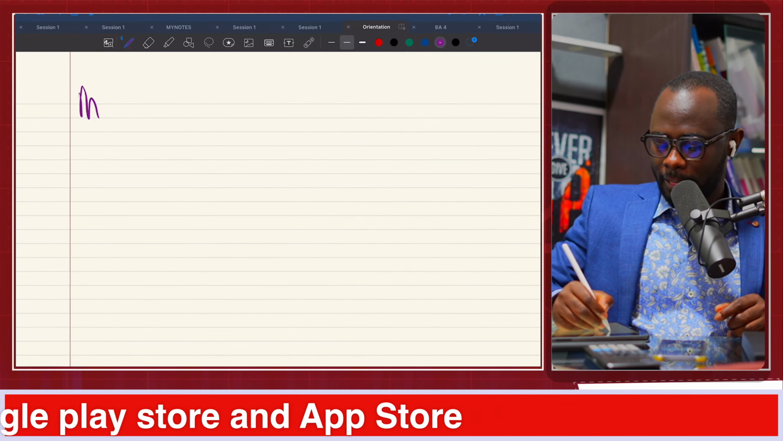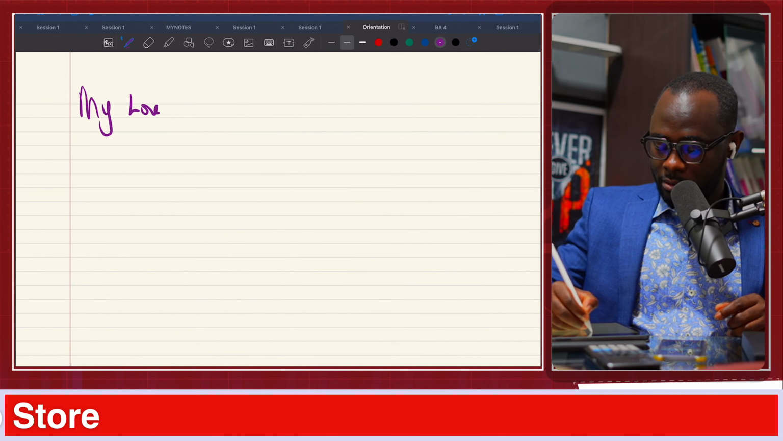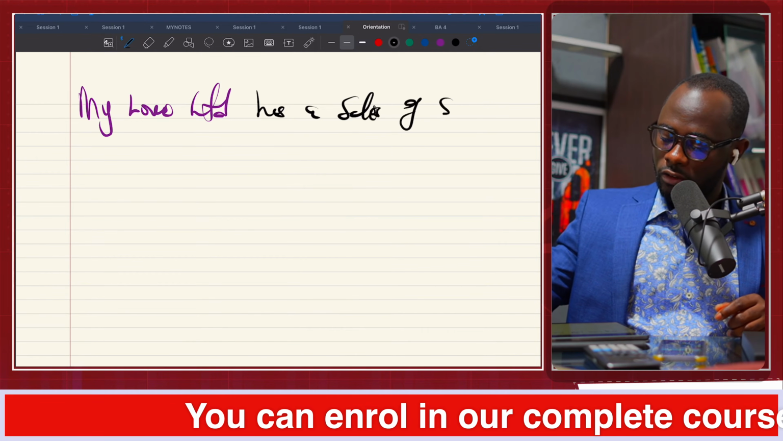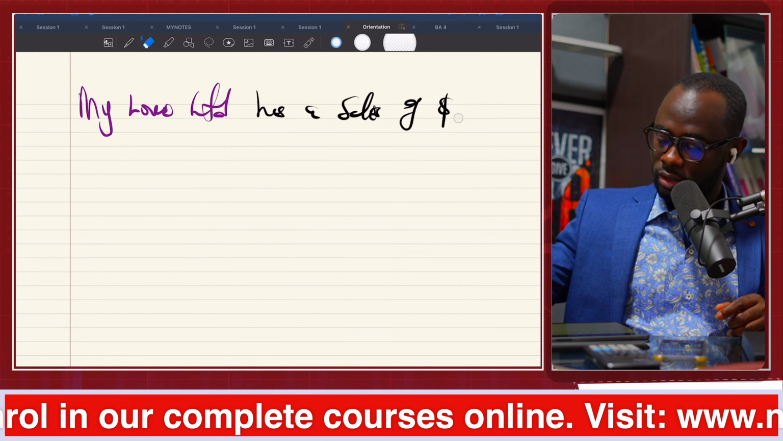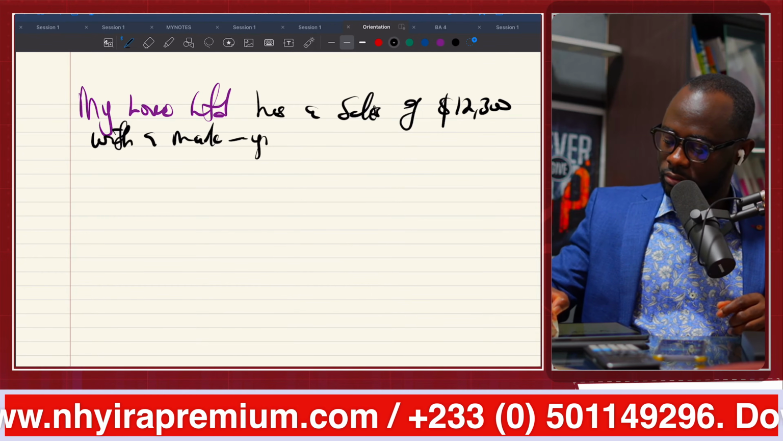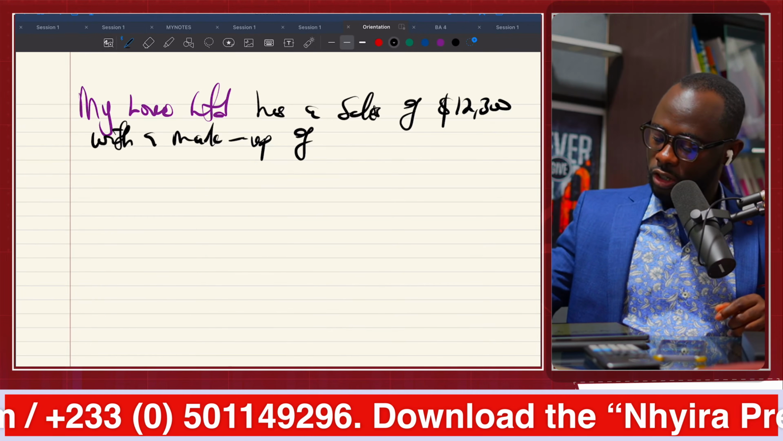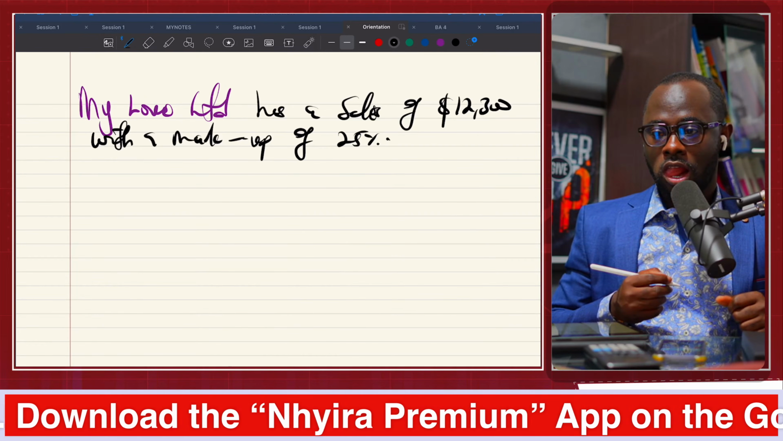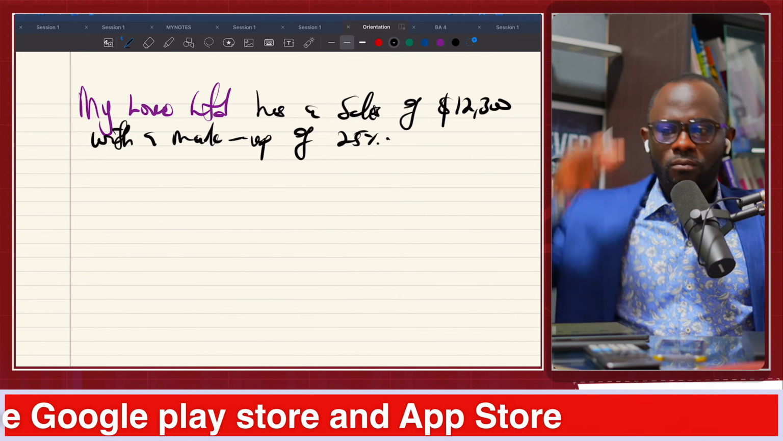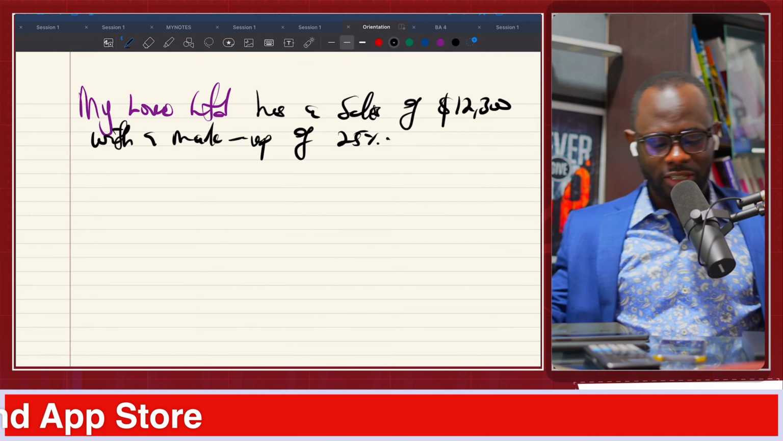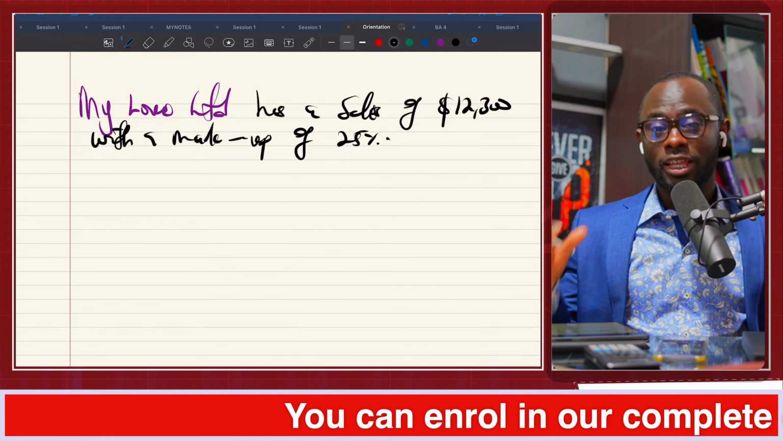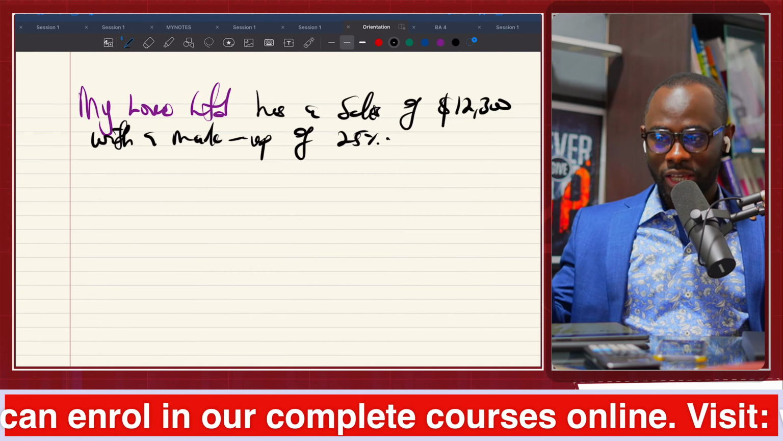So let's say that my Love Limited has a sales of 12,300 with a markup of whatever, 25%. The requirement is for us to determine the cost of production. So you have markup, but you have sales figure. So immediately you have that inconsistency. Your brain has to be up and ask yourself, what the heck can I do in the context of this question? Like, what really can I do in the context of this question?